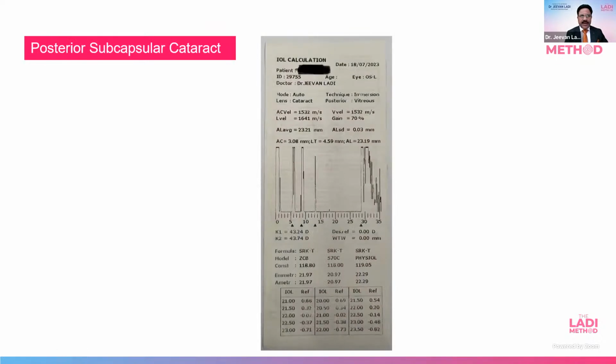Posterior subcapsular cataract, again you can find that the posterior lens is attenuated and smaller. Corneal spike, retinal spike of good height, 90-degree angulation, and standard deviation 0.03. So this is a good reading.